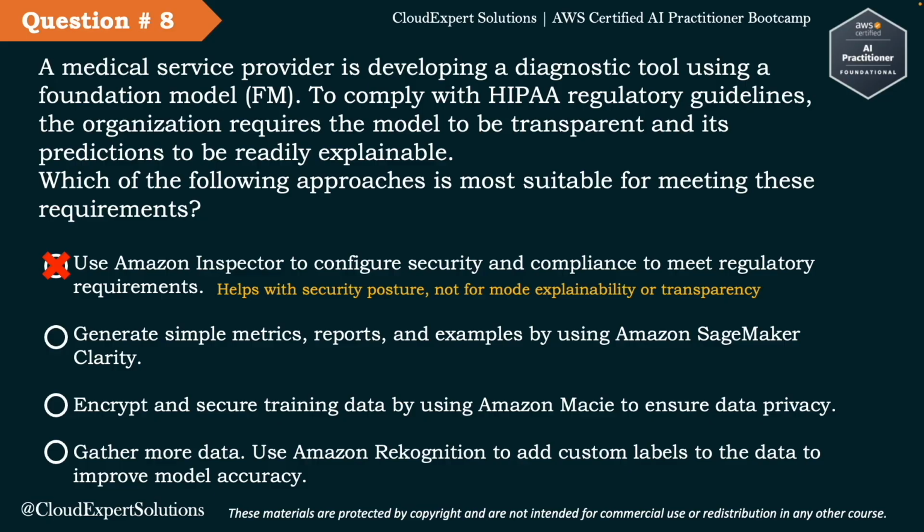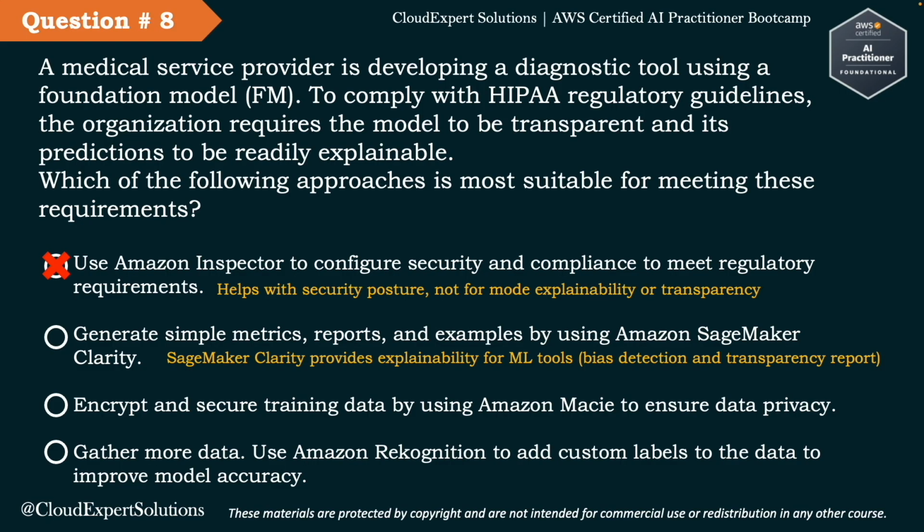Generate simple metrics, reports and examples by using SageMaker Clarify. That is a potential correct option because SageMaker Clarify provides explainability tools for machine learning models. It includes feature attribution, bias detection and transparency reports, and this capability will help meet HIPAA regulatory requirements by making the prediction interpretable and ensuring fairness. So let's park this option. This is potentially correct. Let's review the option number 3.